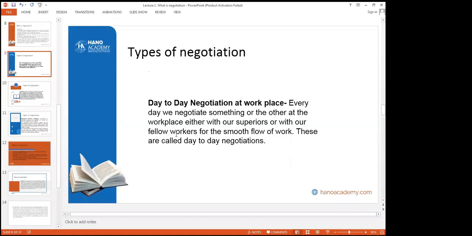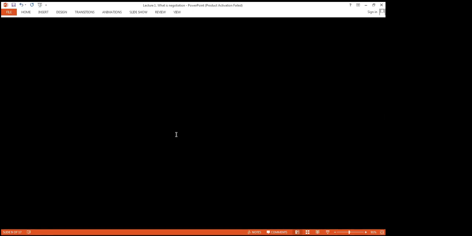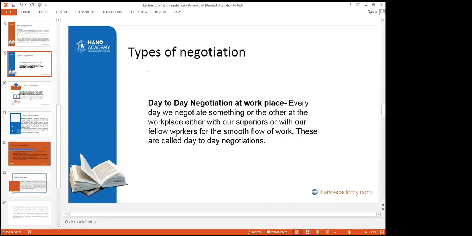So, as the name suggests, every day we negotiate something or the other at the workplace with our superiors or with our fellow workers for the smooth flow of work. So each given day, we take part in day-to-day negotiation to make something run smoothly at the workplace. We can negotiate with our superiors or with our fellow workers, or superiors with the fellow workers. So this kind of negotiation that takes place on a daily basis is called day-to-day negotiation.